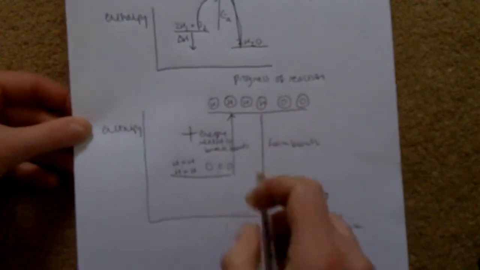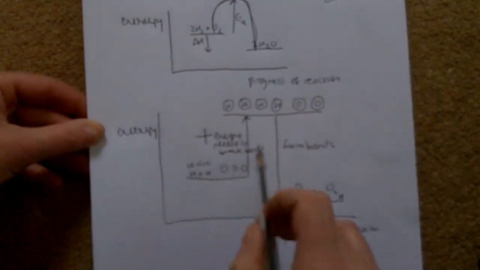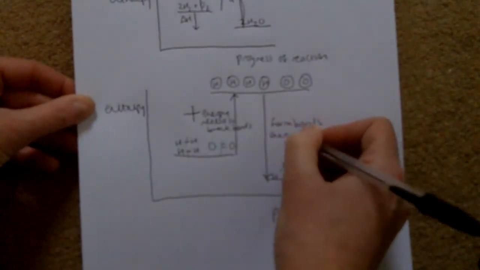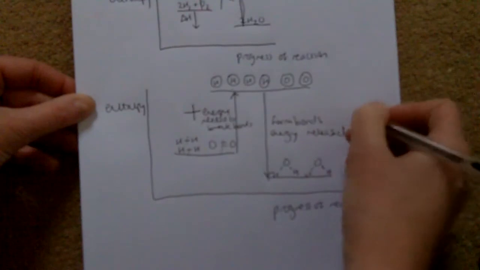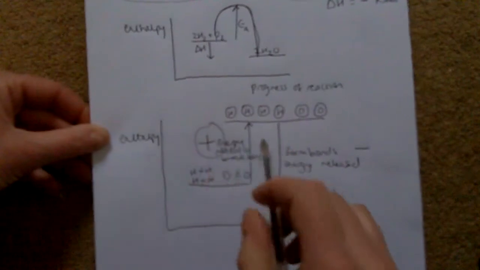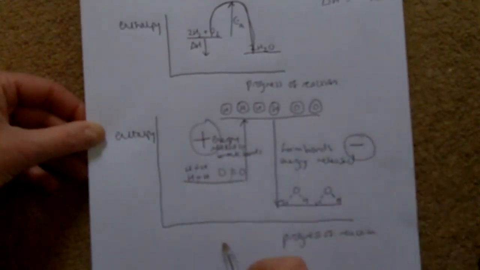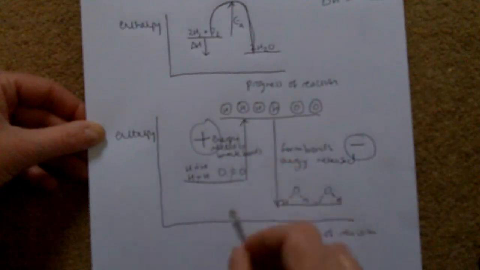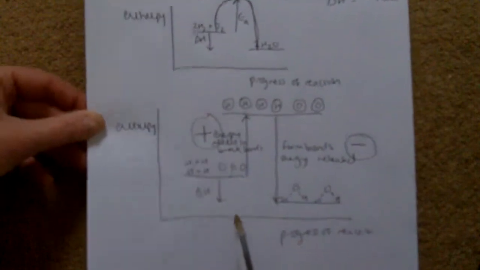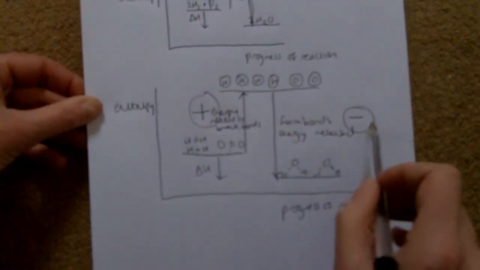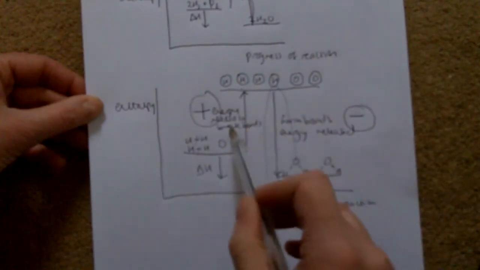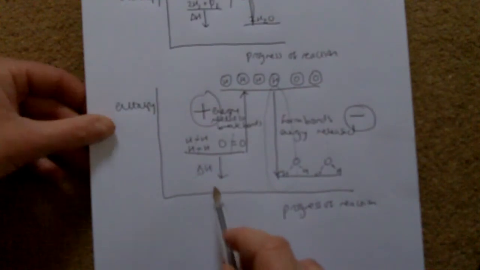Now, if breaking bonds needs energy, then the opposite, when you form bonds, energy is released. So this is a negative value. Breaking bonds is positive and forming bonds is negative. And then the overall enthalpy change is just the difference between them. In this example, you can see that more energy has been released on forming the bonds than is needed to break the bonds. That's really important.